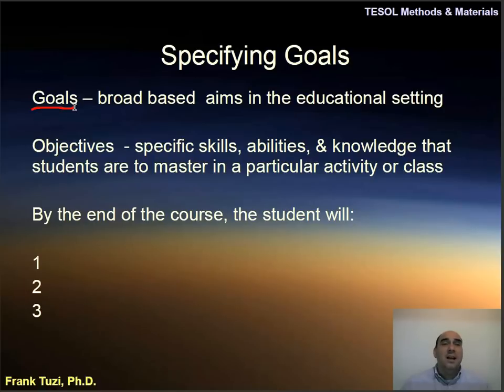Goals are the more generic, broad-based, overarching type of educational goals. Objectives are more specific. They're more measurable. They're specific skills or abilities or knowledge that your students are going to be able to master, or a particular skill that they're going to be able to learn how to do in a particular activity. Oftentimes the syllabus will have these words in it. By the end of the course, the students will be able to do the following type of thing. And then you list those things.